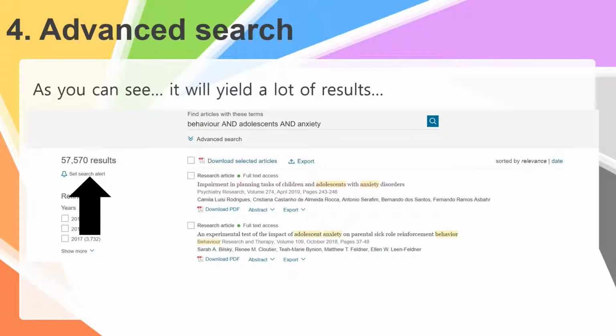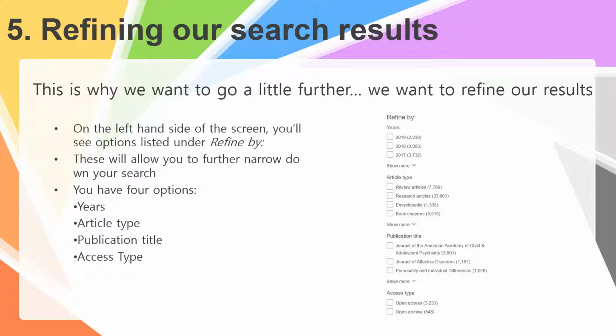As you can see, the method of just inputting your search terms will yield lots of results. So you need to further refine your results. On the left-hand side of the screen, you'll see options listed under the term Refine By. These will allow you to further narrow down your research. You have 4 options: years, article type, publication title, and access type.